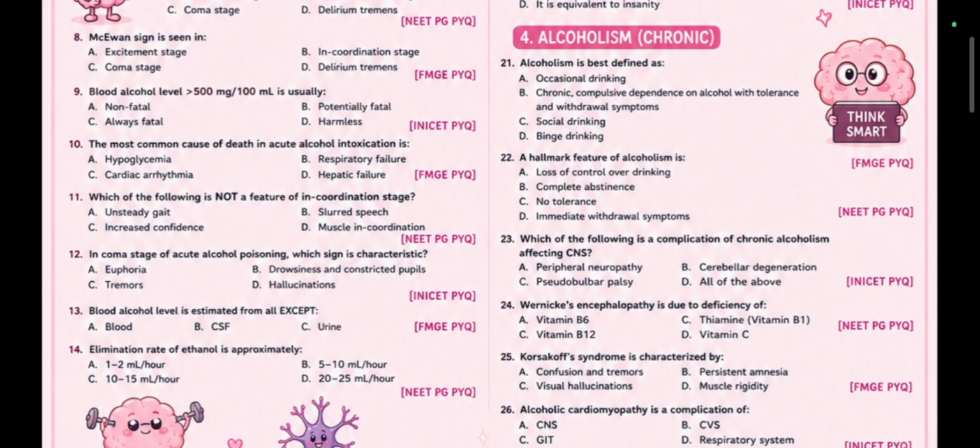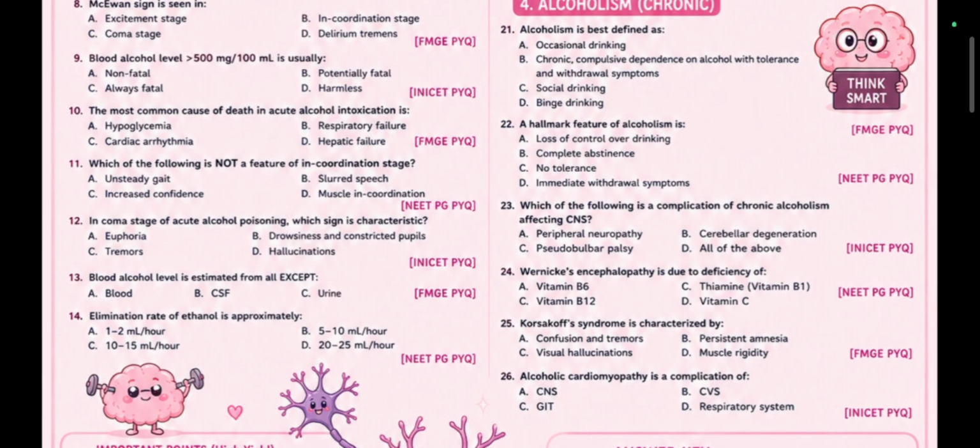Answer is respiratory failure. Which of the following is not a feature of incoordination stage? Unsteady gait, slurred speech, increased confidence, muscle incoordination. Not a feature: increased confidence, because it is a feature of excitement stage.